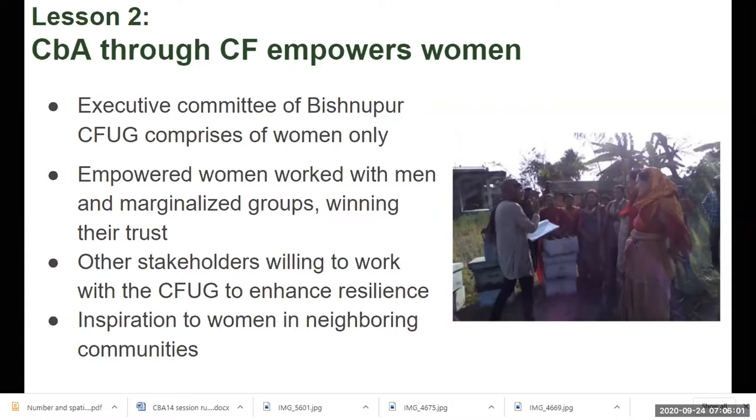Their engagement in this initiative not only gave them confidence, but access to other networks. They shared their experience that in the beginning it was difficult. Because of their lack of confidence, other stakeholders were also hesitating, but when they participated in this process and demonstrated that they can successfully lead this kind of initiative, other partners expressed their interest to work with them. They also inspired women from neighboring communities and from other districts as well.